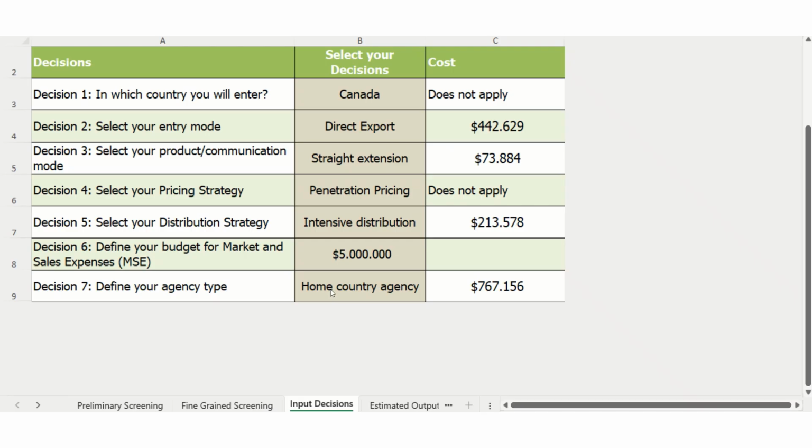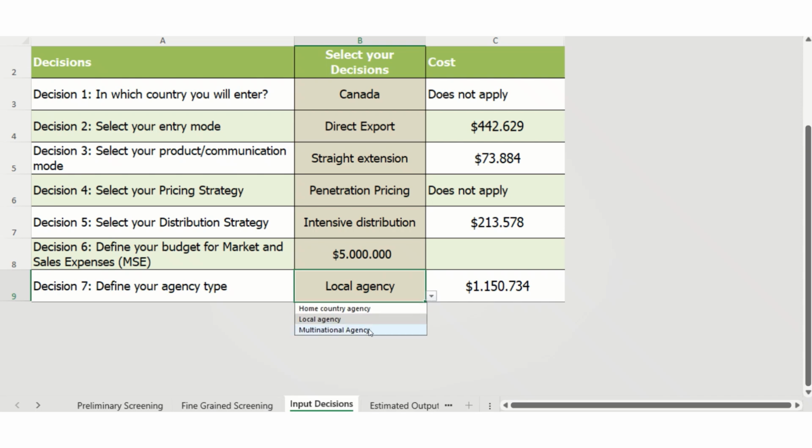In our case, I can see here the example of using a home country agency with this cost here, or I can use a local agency, or I can use a multinational agency. As you know, I don't think that the Brazilian agency will succeed in Canada, and I don't think that the market is big enough to use a multinational agency. In this case, I'm planning to use a local agency to adapt my campaigns locally and help increase the market penetration.